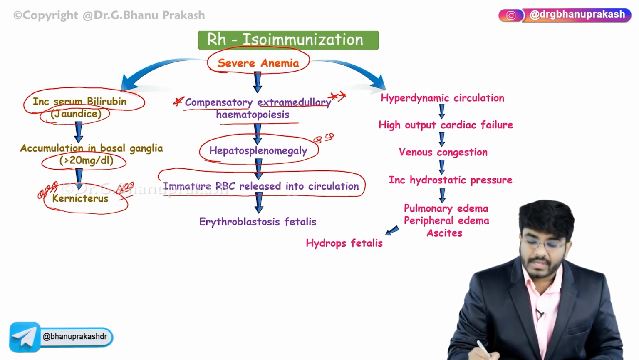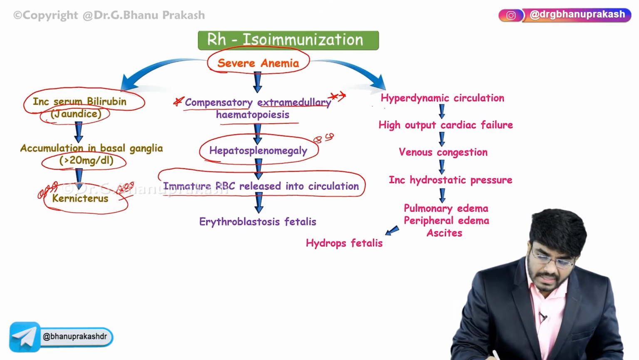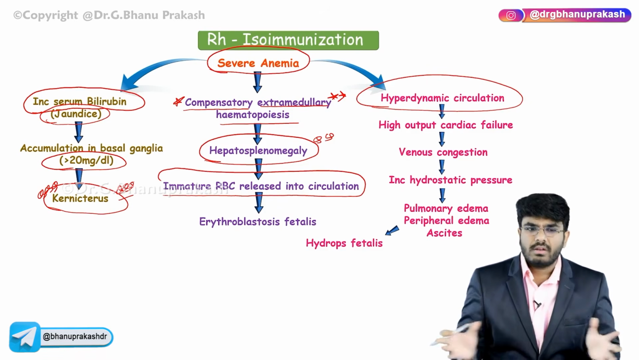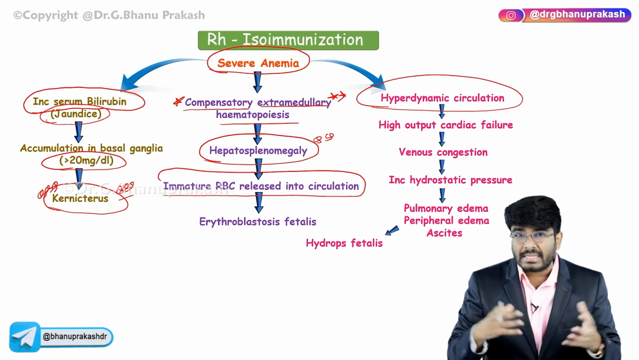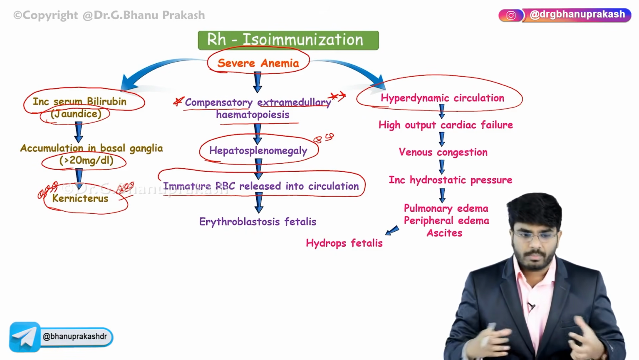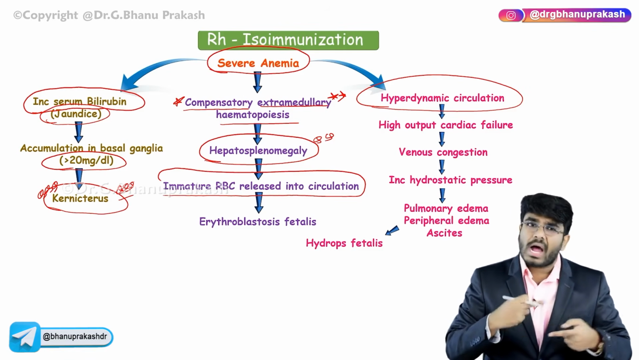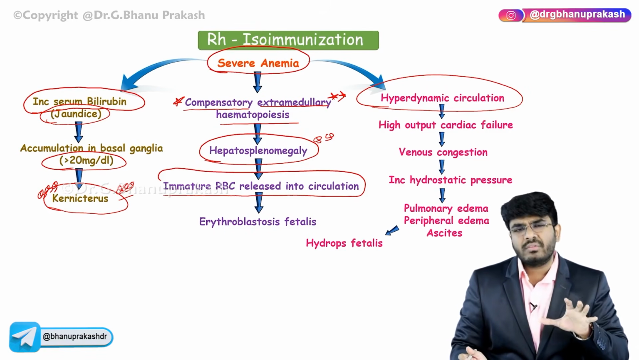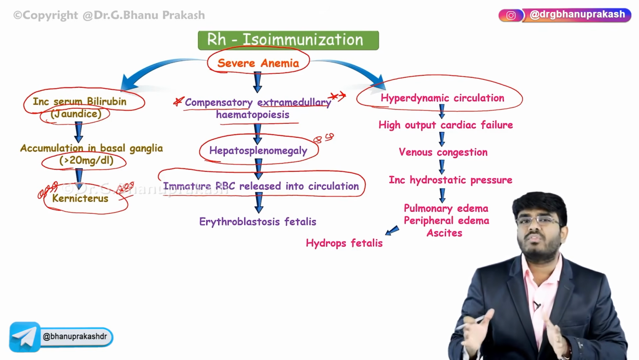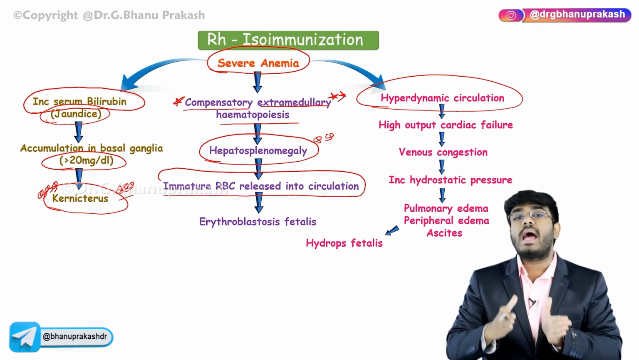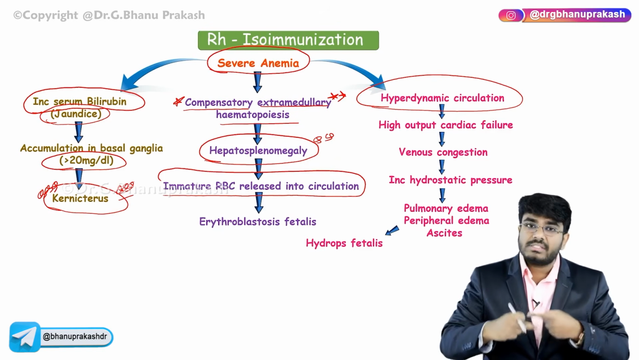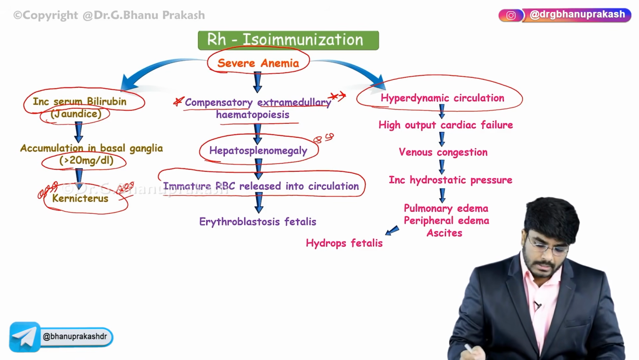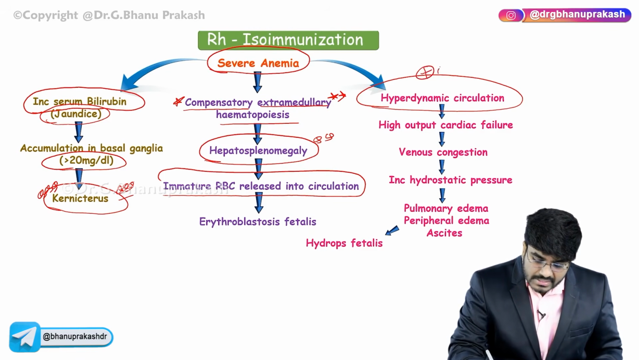Now, what are the other problems with the severe anemia? Because of severe anemia, there is hyperdynamic circulation in the baby. We are taking out the RBCs from the circulation; RBCs are getting destroyed. Now, blood is more mobile, more liquidy, and the heart is pumping more. If you don't know the pathophysiology, that's a totally different topic. Severe anemia can lead to hyperdynamic circulation. The dynamics of the blood circulation is changed. Now, blood is rushing, and the heart is working more and more.